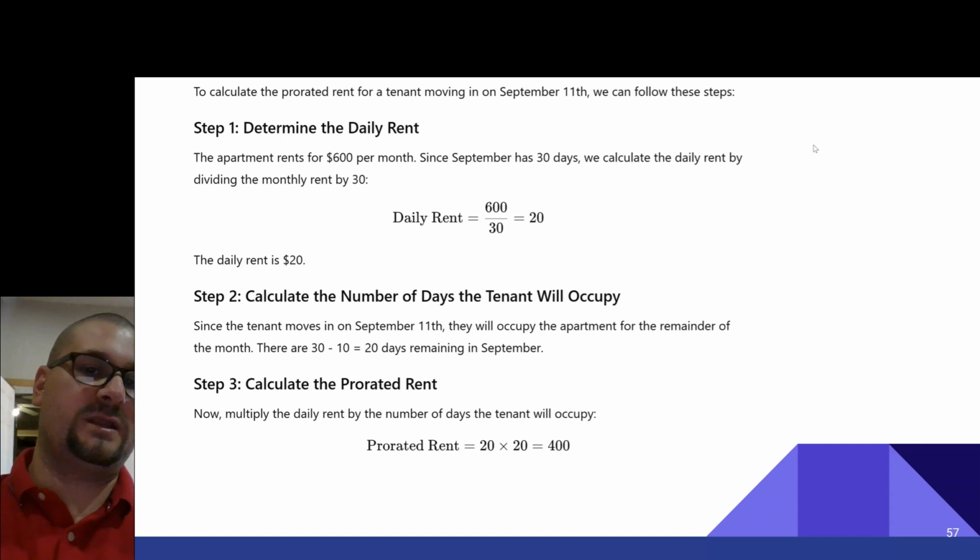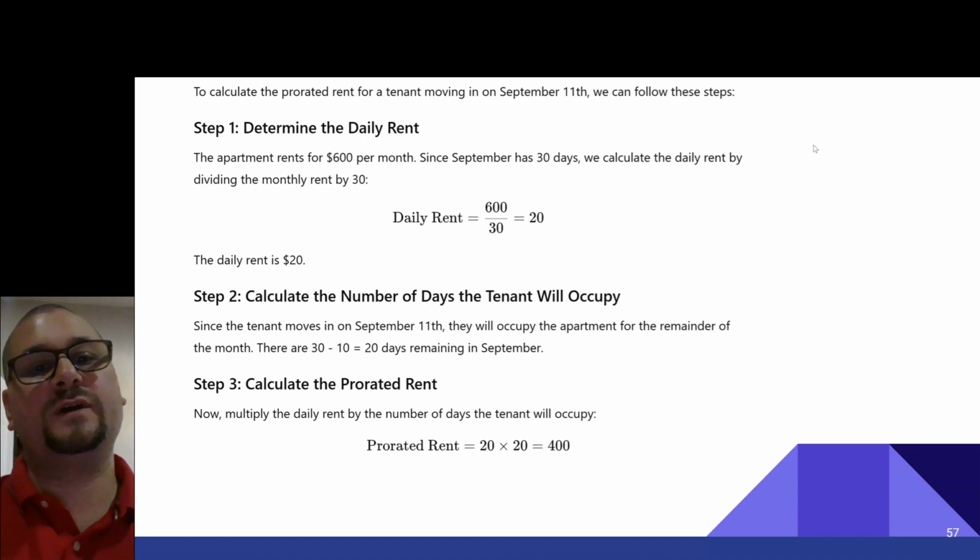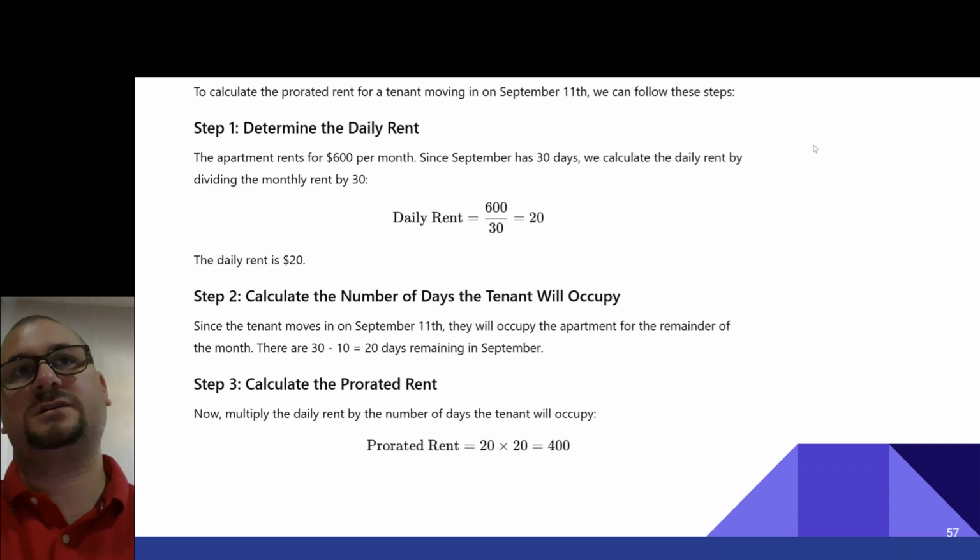So there are 30 days minus 10. Right, so you don't count the 11th day. So they're gonna move in on the 11th, right? So they haven't moved in yet. So 30 minus 10 is 20 days remaining in September.